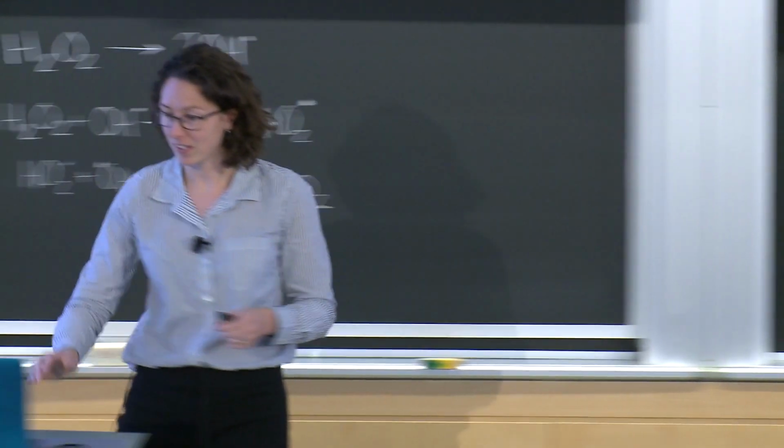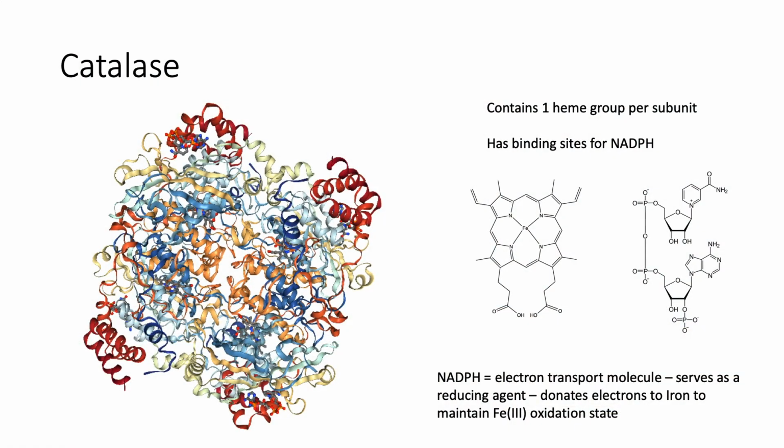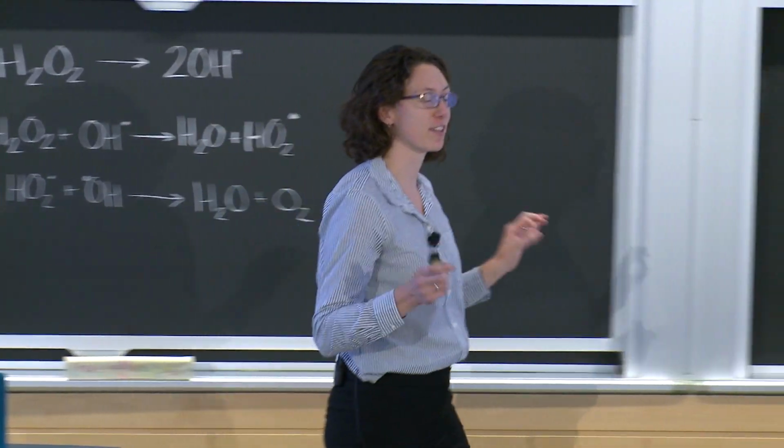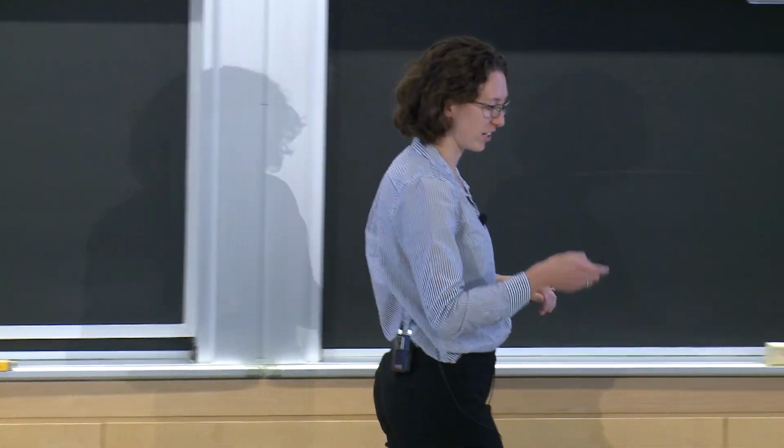We can go back. So there are how many subunits in catalase? 4. How many hemes per subunit? 1. So how many total iron centers in a catalase protein? 4. Excellent. So we know that there should be 4, and hopefully, that is our theoretical value. Hopefully you guys are going to be able to get that as your answer in the lab.